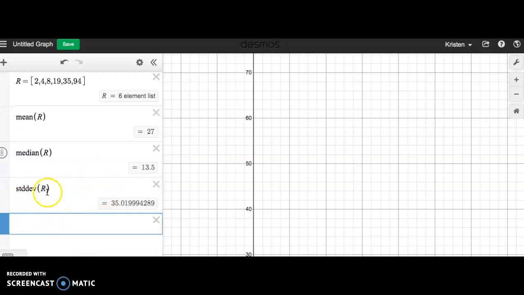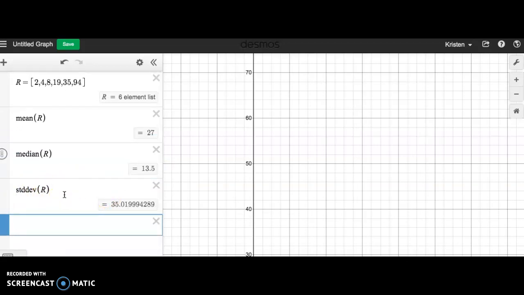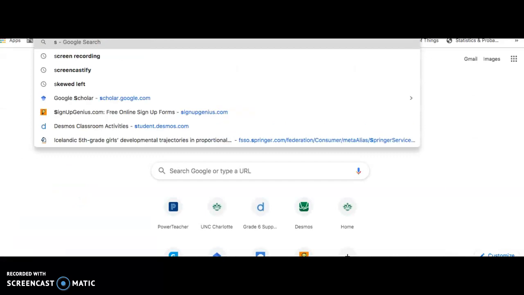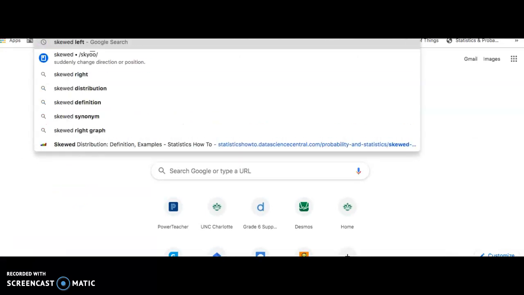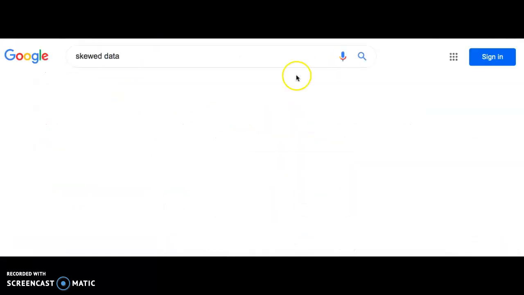The big thing about standard deviation is remember that smaller is better, because if you have a smaller deviation, that means your data is less spread out and therefore your data is more consistent. The other thing that might be super helpful real quick is to talk about the skews. So skewed data distribution, what that looks like.